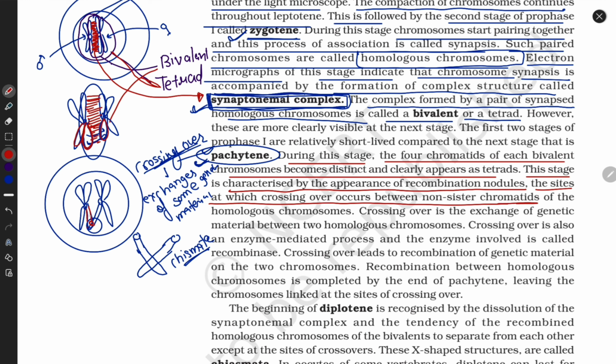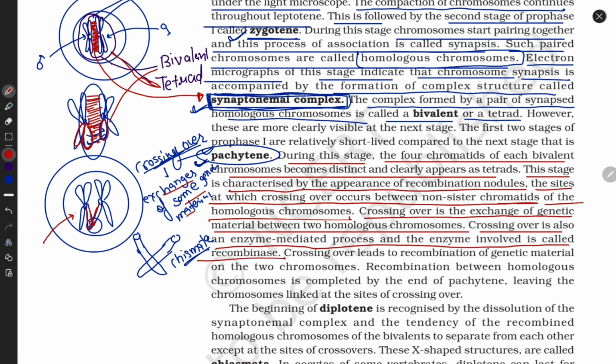This is one chromatid of one chromosome, and this is one chromatid of the other homologous chromosome, but they are the same chromosome pair. Crossing over is the exchange of genetic material between two homologous chromosomes. Okay, I already told you. Crossing over is also an enzyme-mediated process, and the enzyme involved is called recombinase. This is not a simple process where they just come together and connect. No, lots of enzymes are required. We call it recombinase. So they recombine the strands, only of homologous chromosomes, non-sister arms.